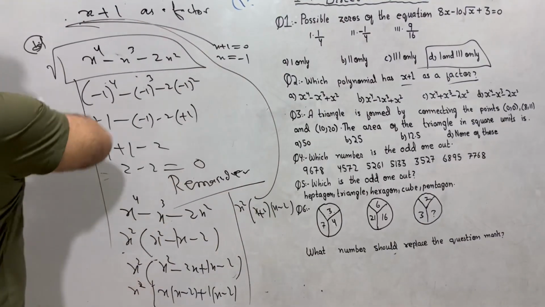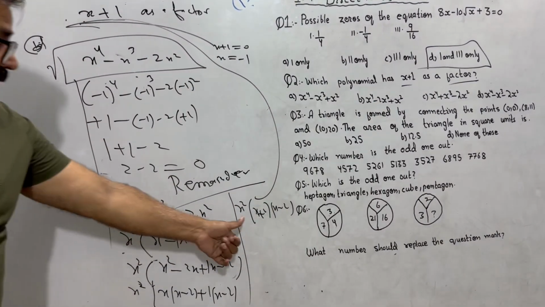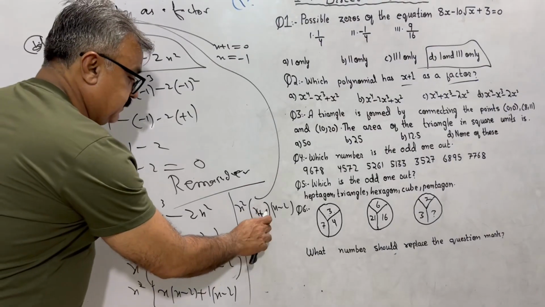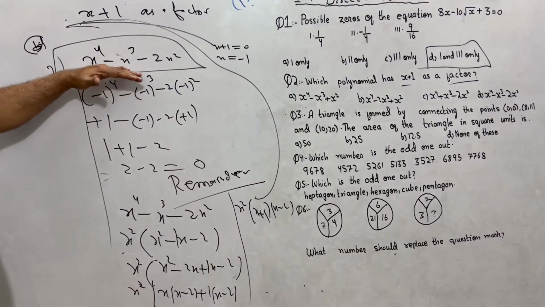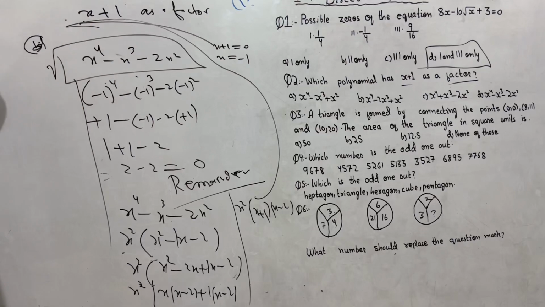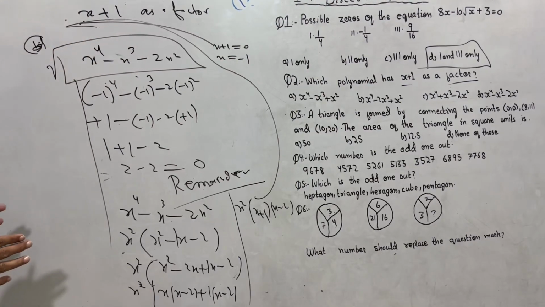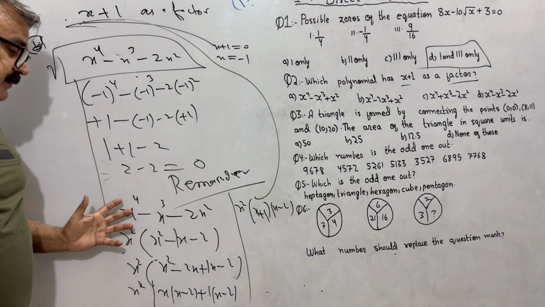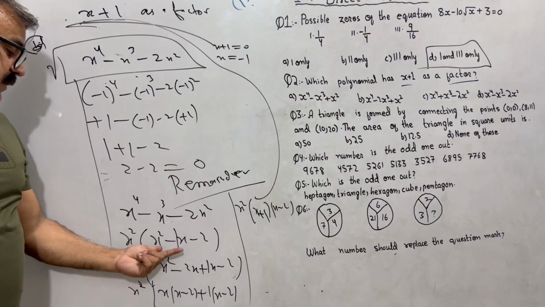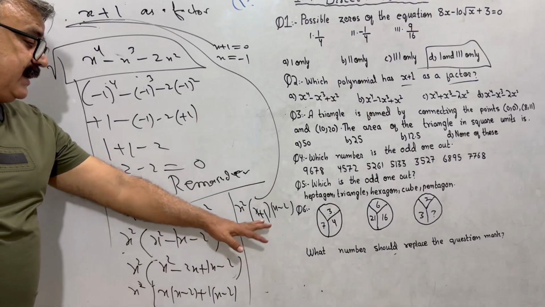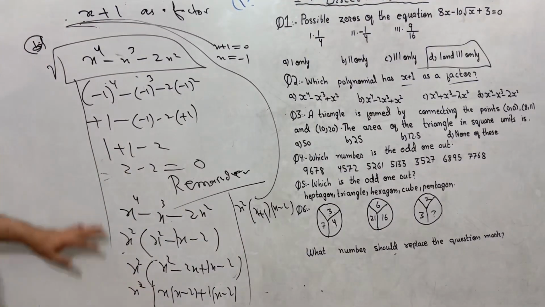It can directly be verified as this. x plus 1 is a factor of this expression. Either put the value x is equal to minus 1 and verify to get remainder 0. Otherwise, you have the chance of taking x square common and factorizing, and we have found out that x plus 1 is a factor of this. Moving towards next question.